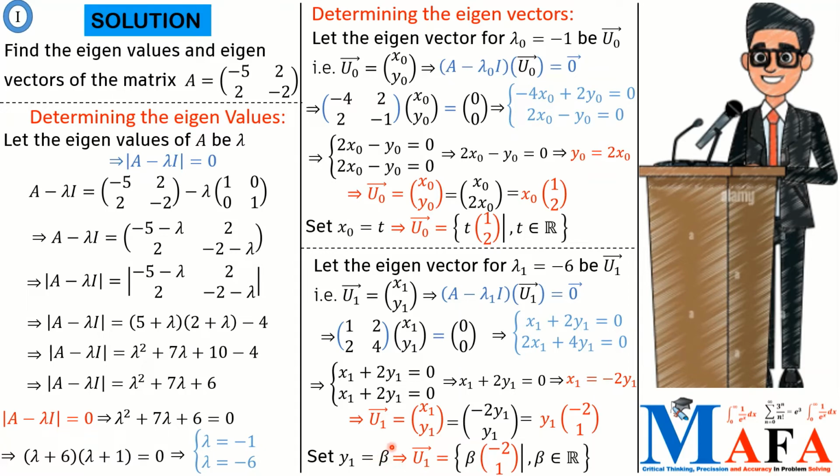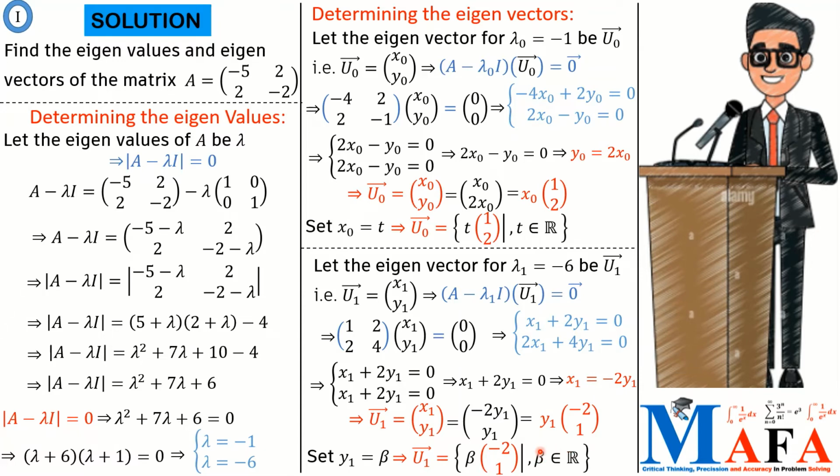Then we can conclude that our eigenvector associated with the eigenvalue -6 is a span of all these vectors, that is beta times the column vector -2, 1, where beta is a real number. So that was that in determining the eigenvalues and the eigenvectors of the matrix A.